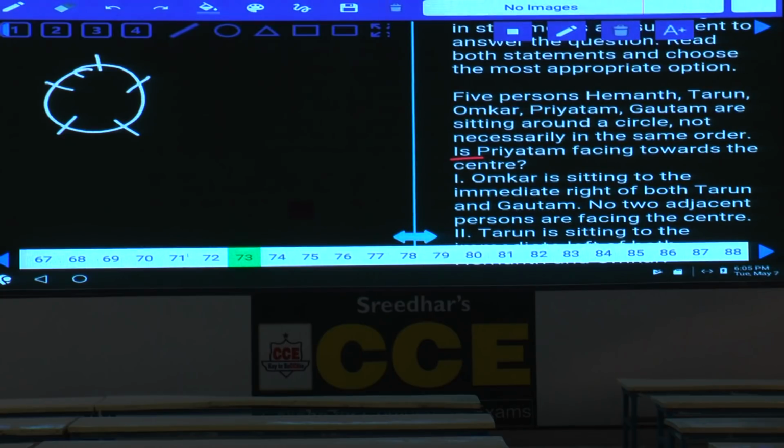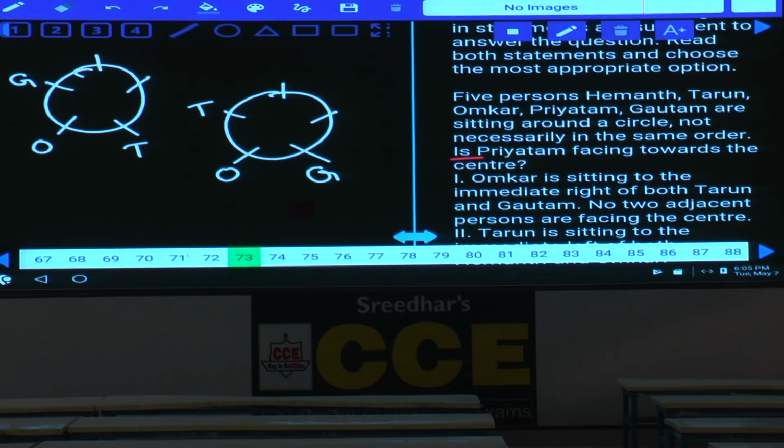Is means yes or no. Is Preetham facing towards the center? Now we have to say whether Preetham is facing the center or Preetham is not facing the center. Then Omkar is seated to the immediate right of both Tarun and Gautam. Now if Omkar is here, Gautam and Tarun are like this, this is one possibility. Then what is the second possibility? 1, 2, 3, 4, 5 and Omkar is here and Tarun and Gautam. How many possibilities? 2 possibilities.